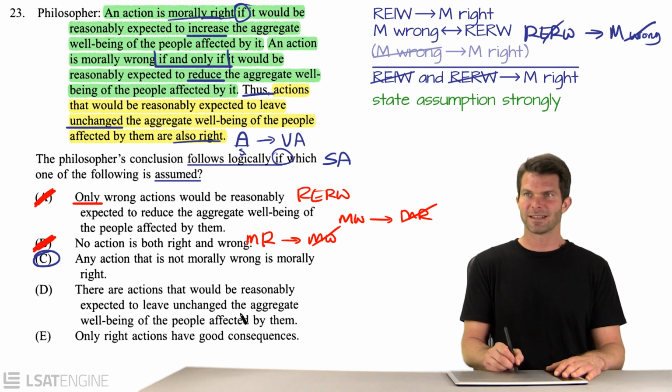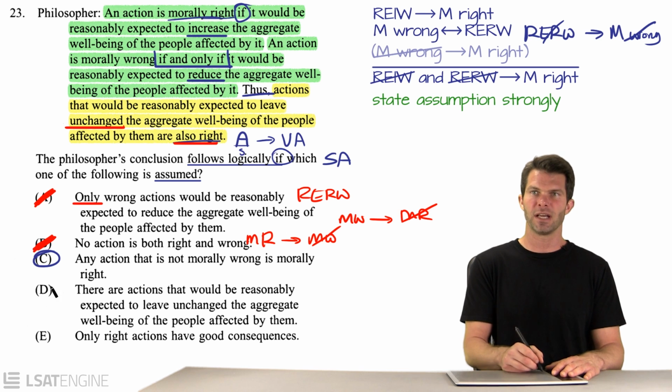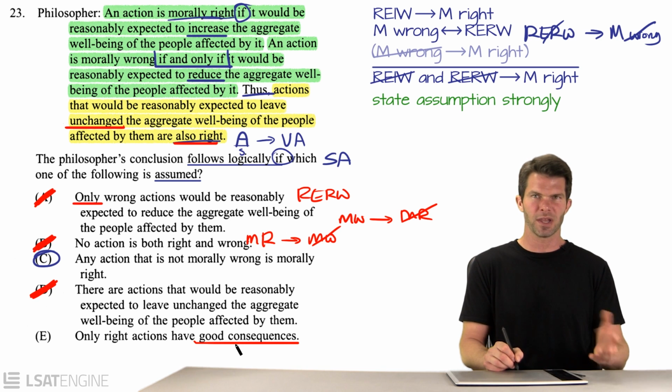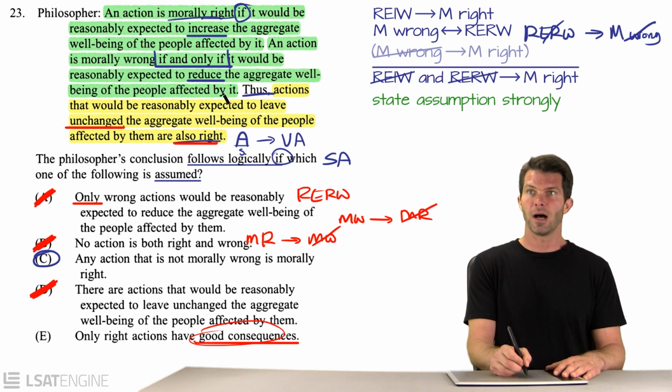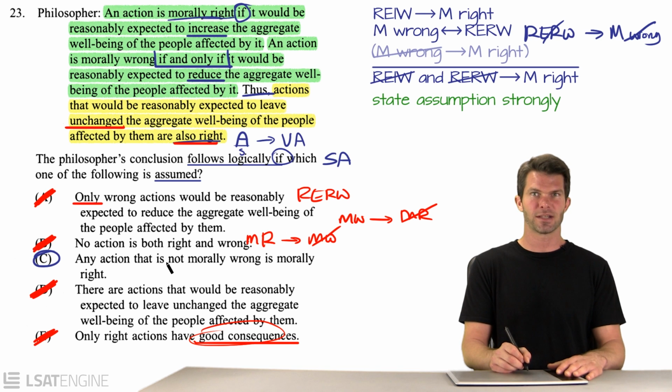D says they're actions that would be expected to leave unchanged aggregate well-being. So that just says these exist, but it doesn't get to the idea that they're right. So that's not guaranteeing our conclusion, and that's the criteria for the right answer. E says only right actions have good consequences, and good consequences is a brand new term that's not going to attach to anything in the passage. And so hopefully you don't find this one too appealing. That would be a good way out of it, is to say that it's just not going to attach to anything. I don't know what to do with this good consequences thing. I don't know if that's aggregate well-being or anything. That's just a brand new term. And so we're out on E. Plus answer choice C, when you add it to the contrapositive of the second premise, guarantees the conclusion. And that's what it takes to like an answer choice here.